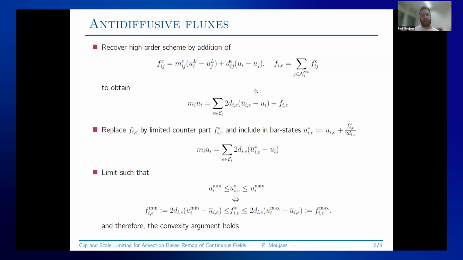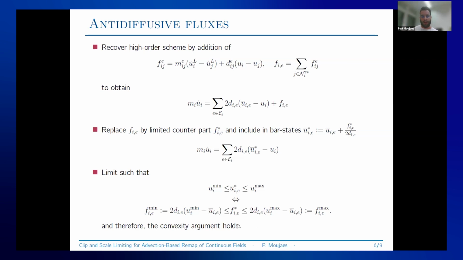And if we replace these antidiffusive fluxes by their limited counterparts and include these in the bar states, we can regain our bar state form with now the limited bar states, the limited high order bar states. And we can apply the same convexity argument if these limited bar states are now between the local minimum and maximum as well. So we can rearrange this constraint to get bounding fluxes for our limiter, for our limited flux. And this is where our limiter comes in.